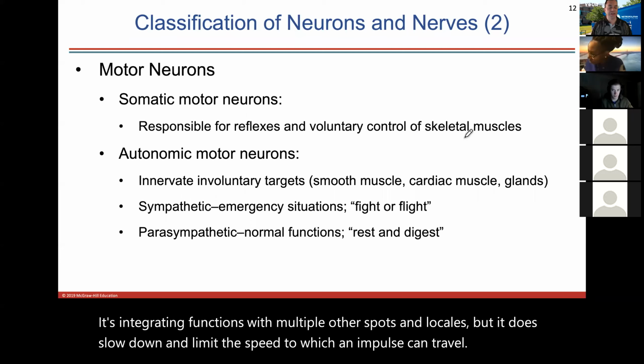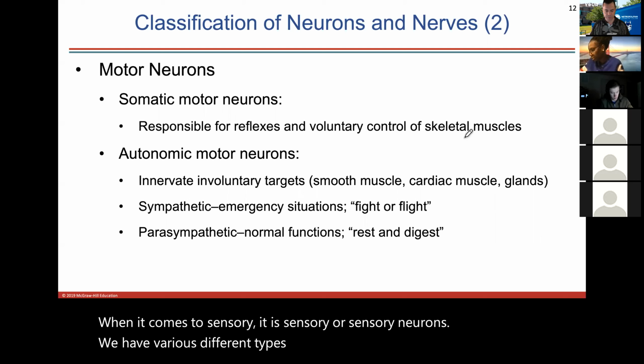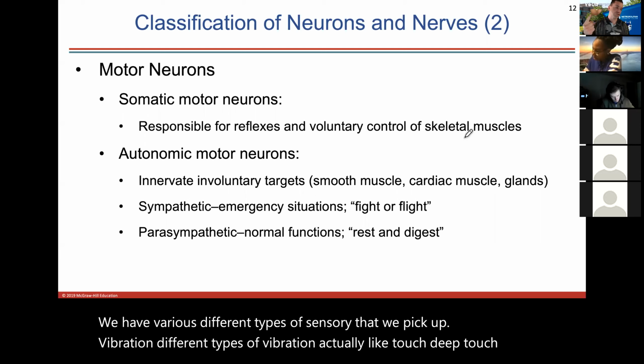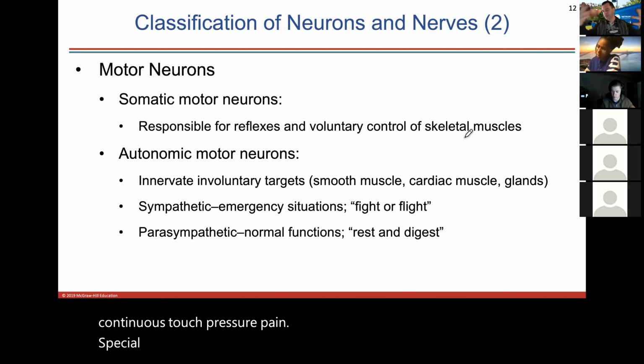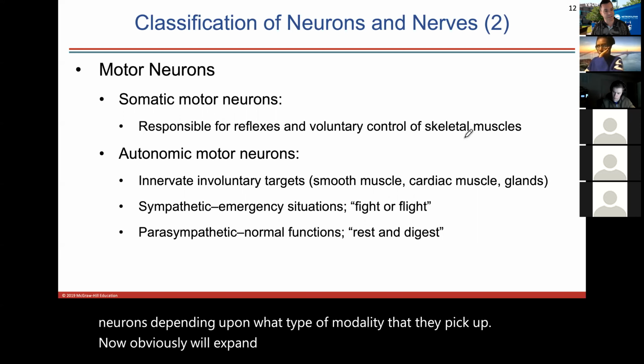When it comes to sensory neurons, okay, we have various different types of sensory that we pick up. Vibration, different types of vibration actually. Light touch, deep touch, continuous touch, pressure, pain, heat, special senses. So we have a number of different types of sensory neurons depending upon what type of modality that they pick up. And obviously, we'll expound about that when we start talking about senses.